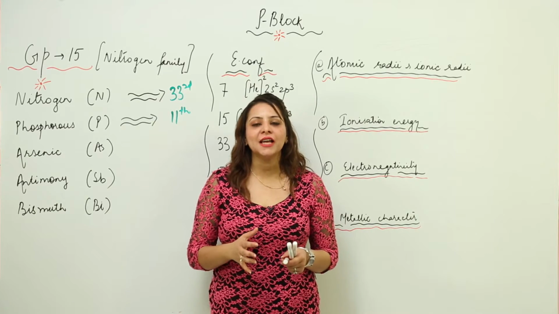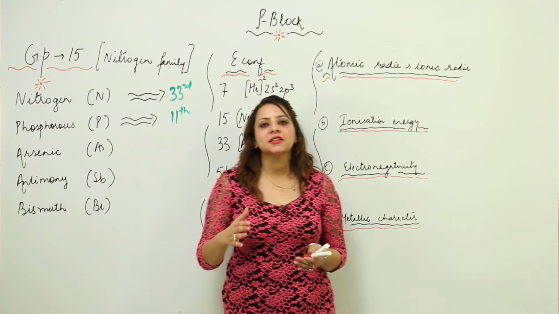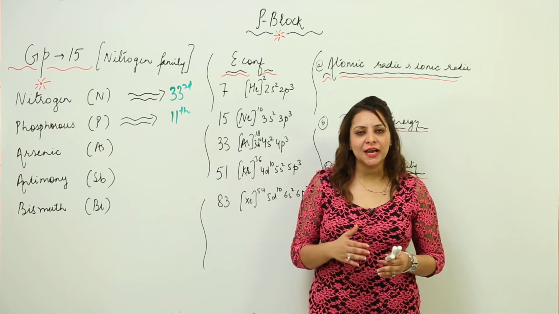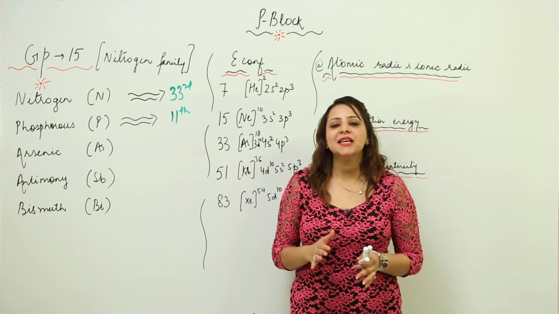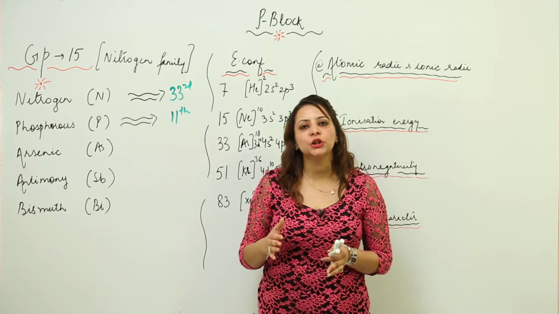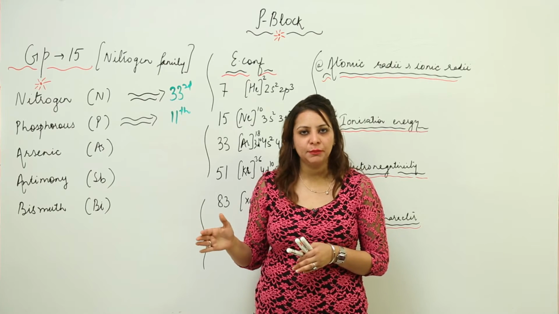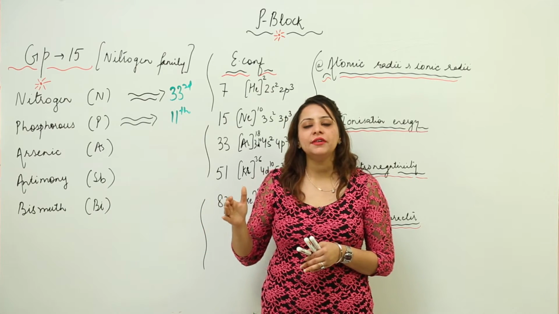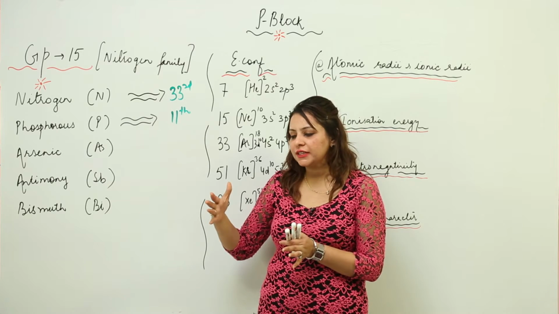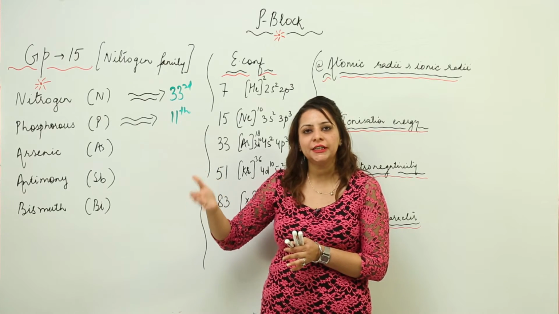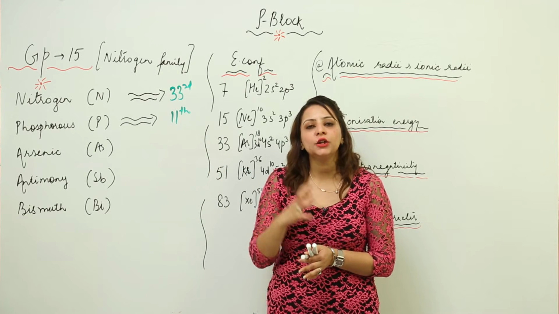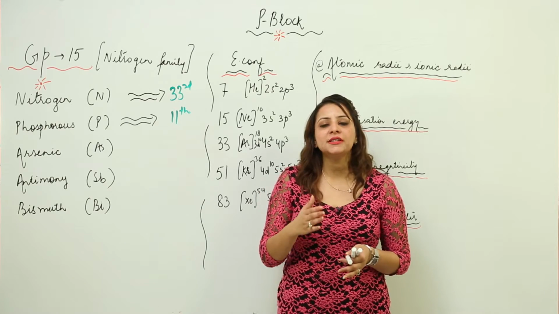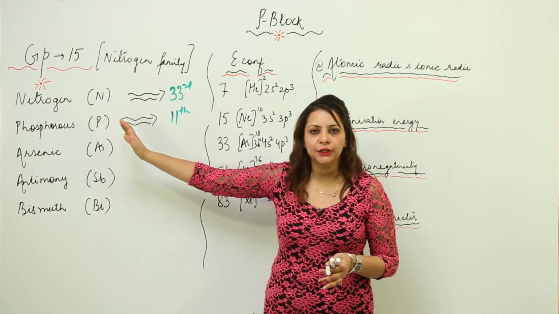Now we are going to start with the P block, and in the P block first we are going to start with the 15th group. As you all know, P block elements are those in which the last electron enters the P subshell, right. So we have the groups ranging from 13 to 18 included in the P block. So we are going to start with the first group, that is the 15th group.